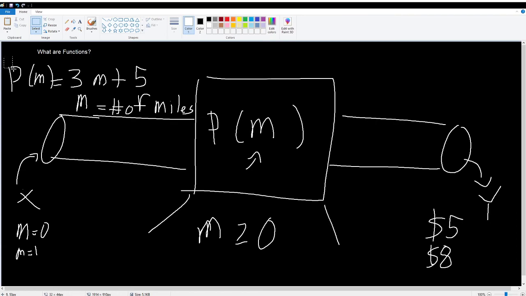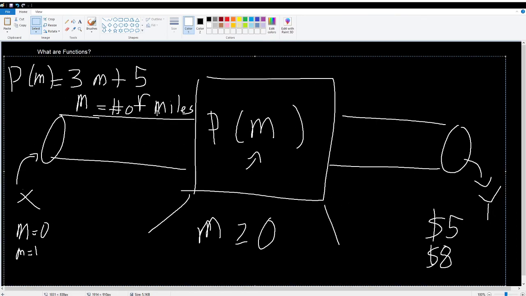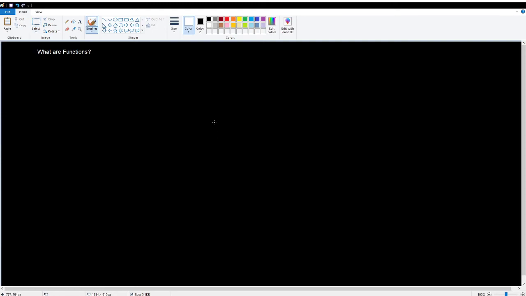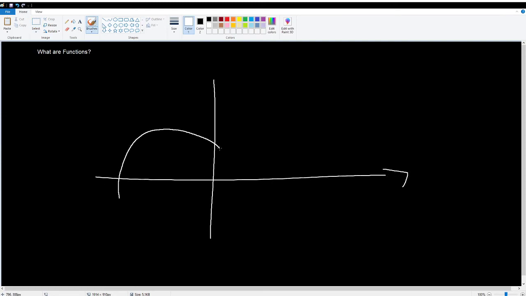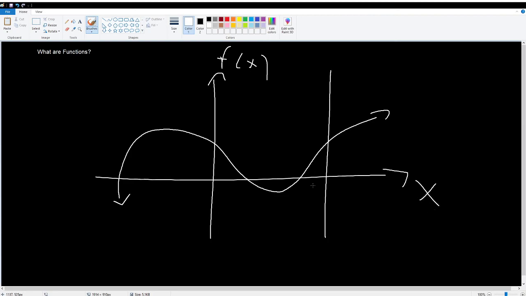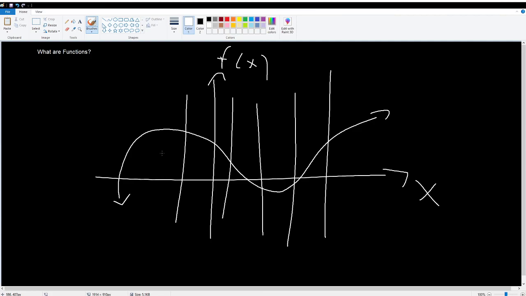So one thing you want to know is that when you graph a function, it should be able to pass the vertical line test. Vertical line test basically means if I were to draw a vertical line and slide it left and right onto this graph, the line will only hit the graph at any given point only once. So this would be a function because it hits every point only once.